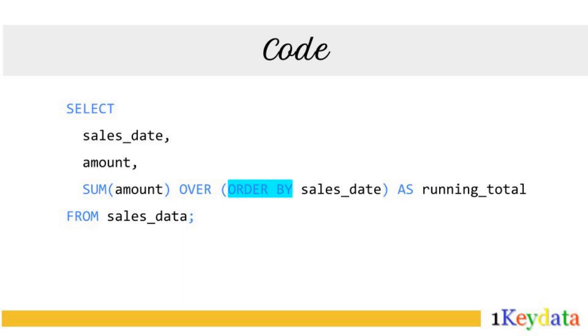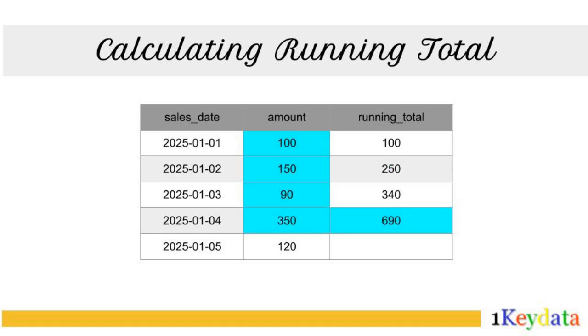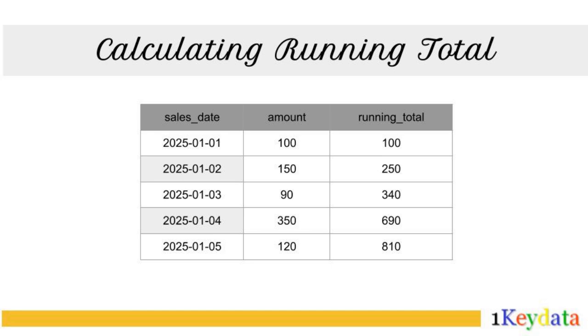Let's say you're tracking cumulative daily sales. The sum function calculates the cumulative total for each date, adding up the sales in order. Here's the result. You can also reset running totals for groups of data by adding a partition by clause.